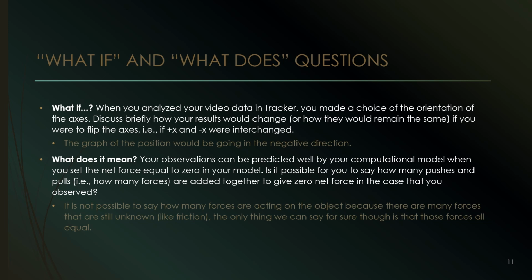For the what does it mean question, I said it's not possible to know how many forces are acting on the object because there are many forces that are still unknown, like friction. The only thing we could say for sure though is that those forces are all equal and all cancel out to make the net force 0, so our velocity can be constant.